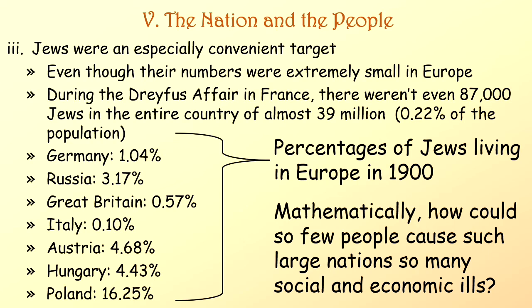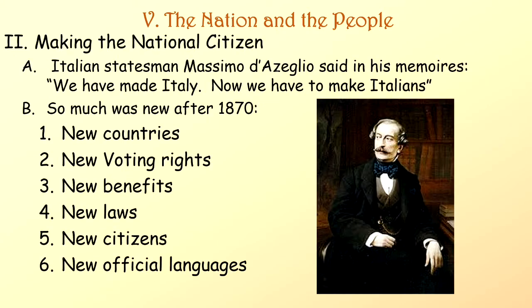Here's a quick list of percentages of Jews living in Europe in the year 1900. In Germany, think about this, it was only 1.04%. In Russia, it was 3.17%. In Great Britain, just a little over 0.5%. In Italy, it was 0.1%. In Austria, it was quite a bit bigger, 4.68%. In Hungary, 4.43%. And Poland was 16.25% Jewish.